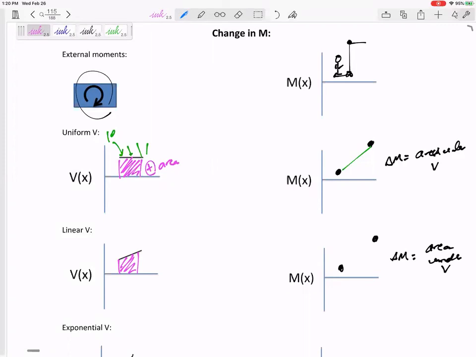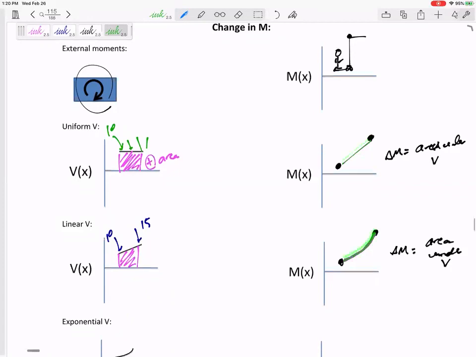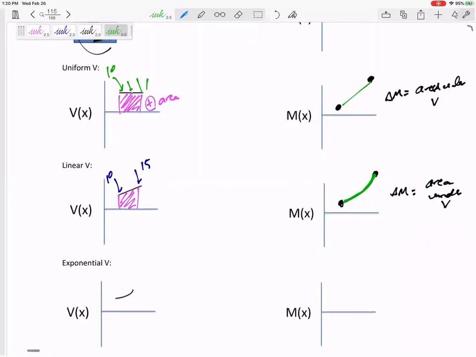And then V is the slope of M. So let's see if this makes sense. Let's say this starts at 10 and it goes to 15. Okay, I had a positive slope of 10, but then I had an even steeper positive slope of 15. This would be more along that type of curvature. So V is the slope of M. And then if you have, not really exponential, but like an x squared, then this would be a more drastic x cubed.